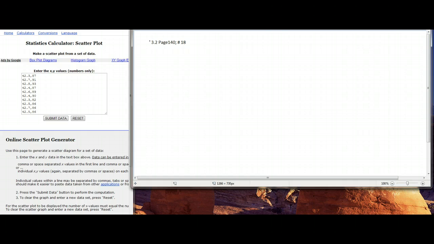Well, if we were to look at our values here, for it to be a function, remember the x values cannot give you a different y value. So 42.4 gives you 87 here, and down here 42.4 gives you 90. So for part A, this is not a function. So A, we would say not a function.